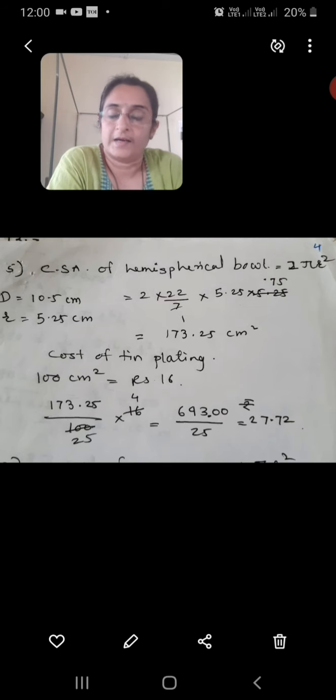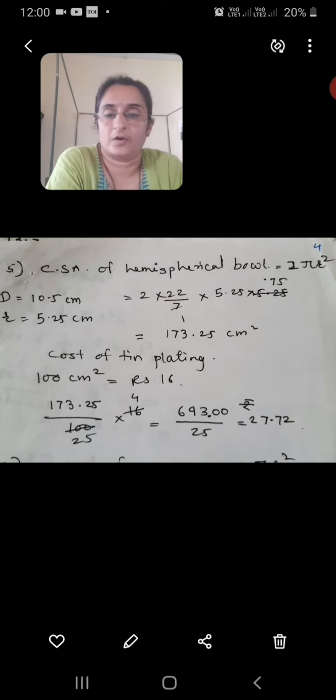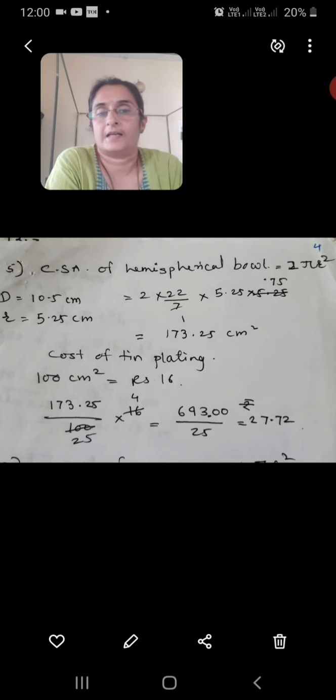So we have to find the curved surface area of this bowl, and then we will find the cost of plating it. For the curved surface area, we need 2 pi r square. So r is not given, but the diameter is given, that is 10.5 centimeter. So the radius will be 5.25 centimeter. Use that in the formula, 2 pi r square, and we get 173.25 centimeter square, the total curved surface area of that hemispherical bowl.